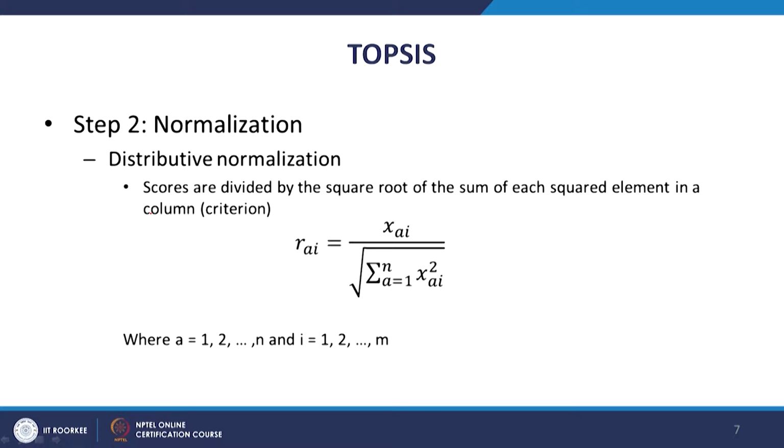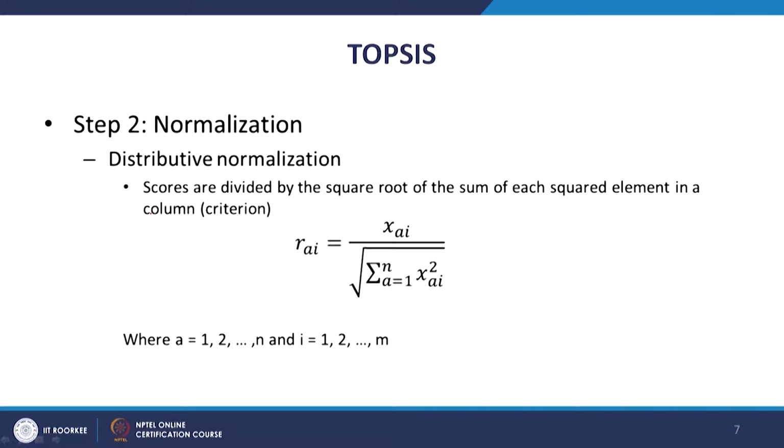In this mode of normalization, the performance scores that we already have in the decision matrix are divided by the square root of the sum of each squared element in a column. The column represents the criterion, so for each criterion we do a certain computation. Along one column, that is along one criterion, we have the scores for each of the alternatives, and all those scores are divided by the square root of the sum of the squared elements.